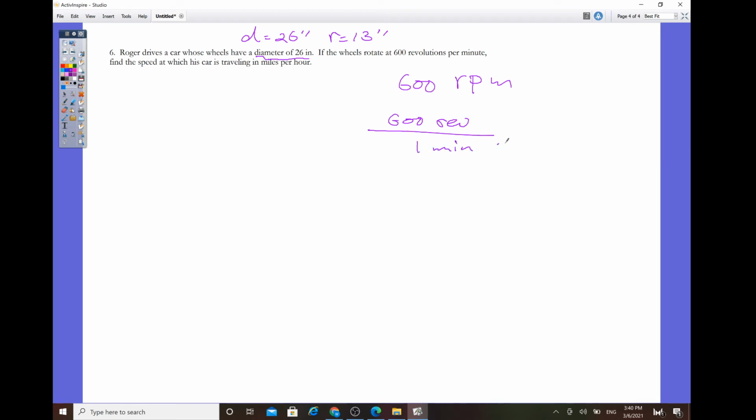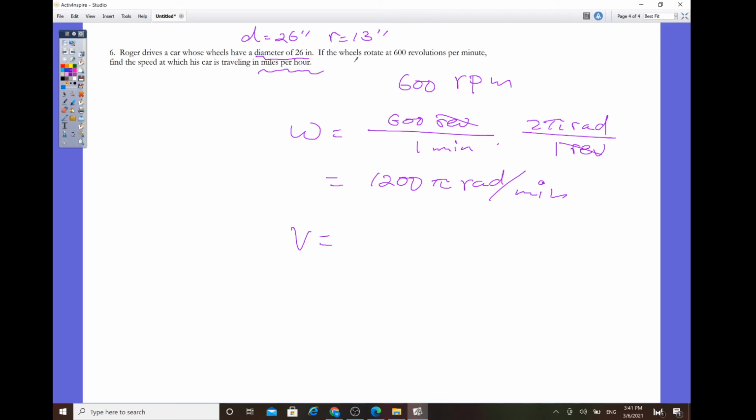Now we want to convert that to angular velocity, or angular speed. So 600 rev times 2 pi radians over 1 rev. Again, cross out the same unit. 600 times 2 pi is 1200 pi radians per minute. Once we find the angular speed, we can find the linear speed. But keep in mind this time the final unit has to be miles per hour. We'll deal with that, but let's first convert this to the linear speed.